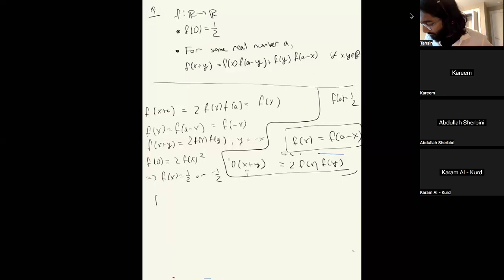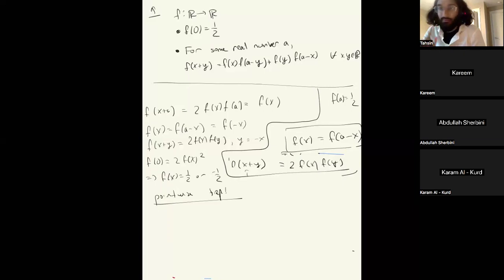So eventually it works. I think we can do it easily by plugging in y equals x in the third equation.